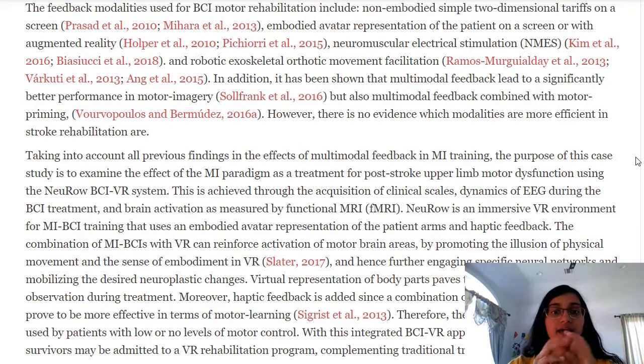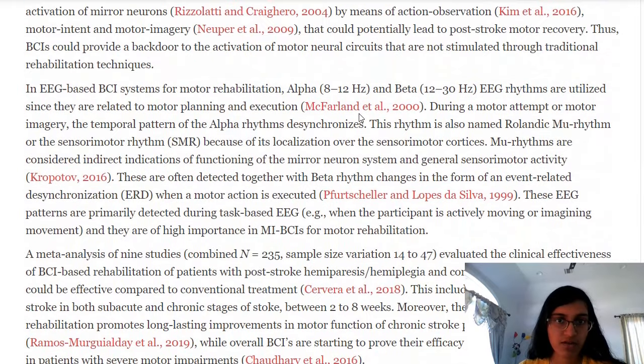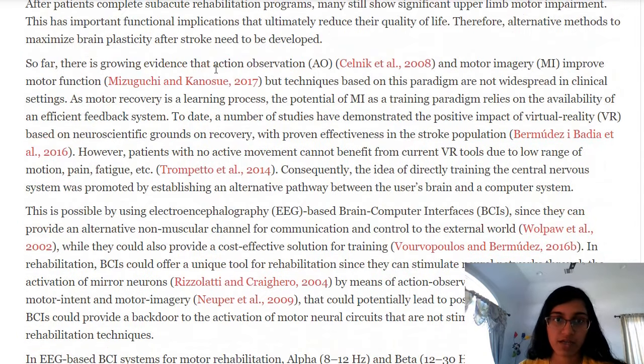So they say that taking into account all these previous findings that they have listed above in the introduction, this particular study is going to be looking at post-stroke upper limb motor dysfunction in the Neuro BCI VR system. And they say that they chose this one because it provides an immersive VR environment that uses the avatar representation modality that they listed above. And this can reinforce activation of motor brain areas, again, as was shown in a previous paragraph. Where is it? Up here, through action observation.